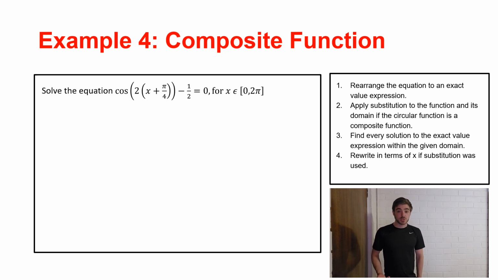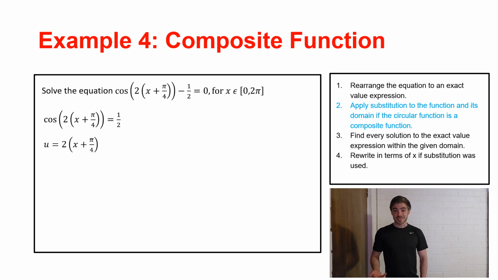Starting off, we're just going to do a bit of rearranging here. Nothing special, we're just going to put the half to the other side. The next bit is special. This is where we use a substitution, which just means replacing the brackets of our circular function with a single letter. In this case, I'll use u. You'll do this anytime your circular function has anything other than just x in the brackets.